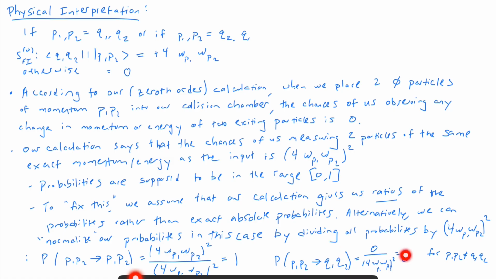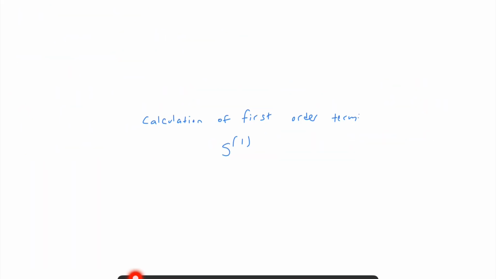So to zeroth order, there's no interaction: a 100% chance that whatever we put in, we'll get right back, even after the interaction is turned on. It's zeroth order.